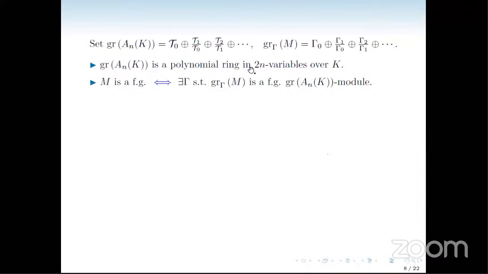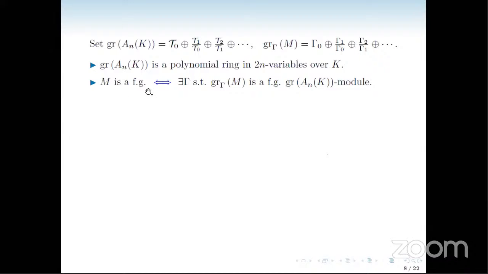Now take the direct sum of these components and create the associated graded ring corresponding to this Bernstein filtration, and take the associated graded module corresponding to the filtration Γ. One can check that this is a graded module over the associated graded ring, and it is known that the associated graded ring is a polynomial ring in twice n variables over k. So this is a surprising fact, because here An(k) is not commutative, whereas its associated graded ring is a commutative ring. So we can use techniques from commutative algebra to study this non-commutative ring.